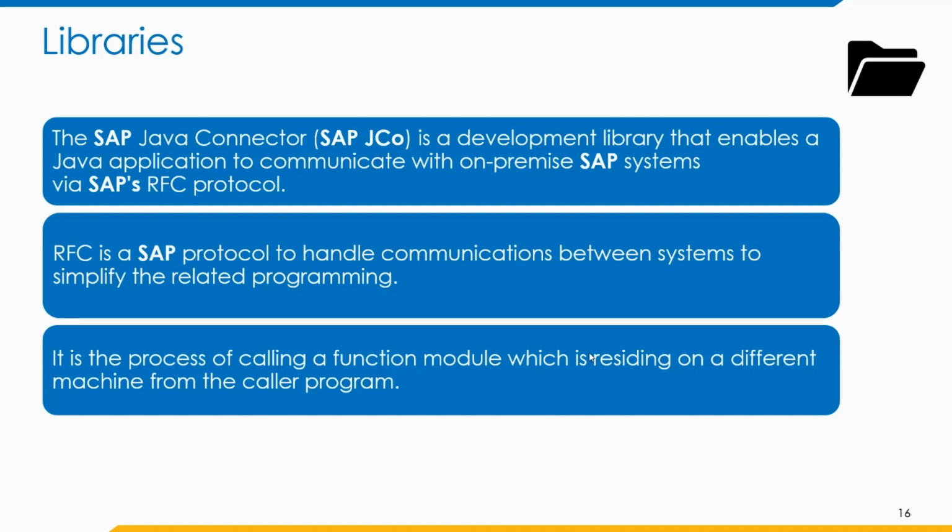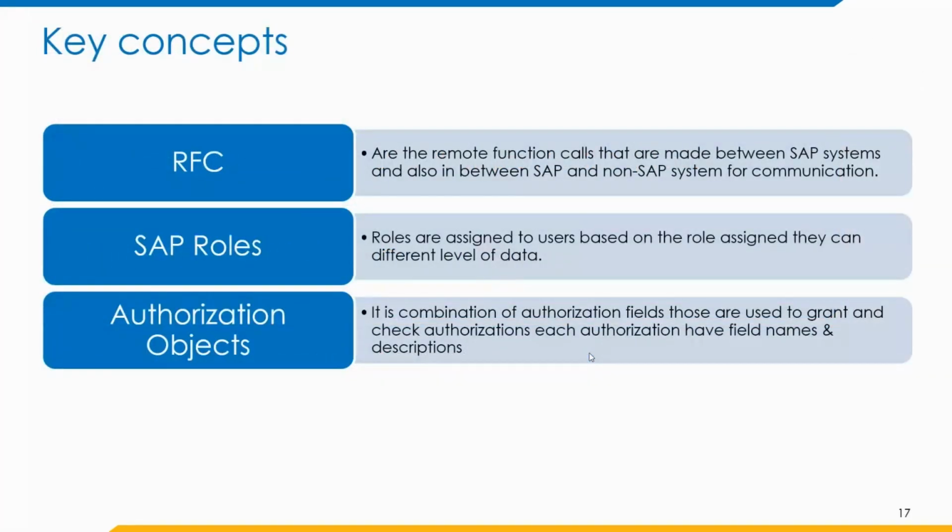So let us understand some key concepts, that is RFC, SAP role, and authorization object. RFCs are the remote function calls that are made between SAP systems and also between SAP and non-SAP systems. Such as when we are integrating this SAP HR system to SailPoint, we include these libraries, that is JCo and jar files. The SAP JCo jar file that we upload to SailPoint will help us make the RFC calls to the SAP HR system.